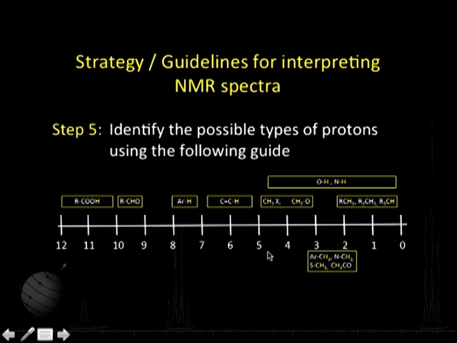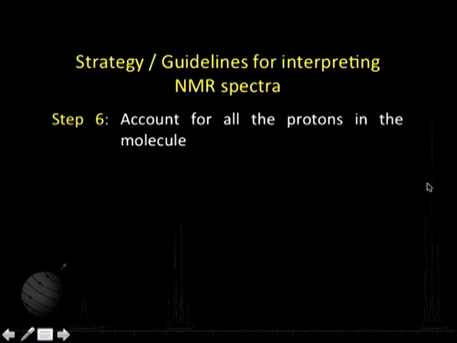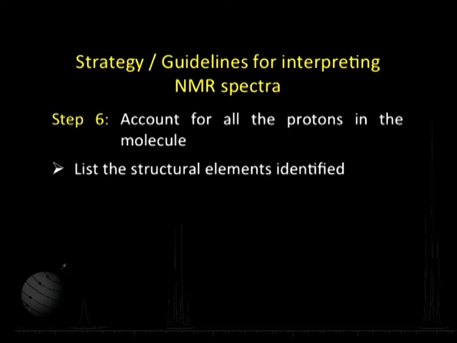So, this is a very important guideline to identify the nature of the protons which are causing a given signal. This is a useful step. Having done that, we account for all the protons in the molecule. That means, on the basis of all these steps 1, 2, 3, 4, we will see what structural elements we identified. Maybe there's an O-methyl there, or maybe aromatic protons.